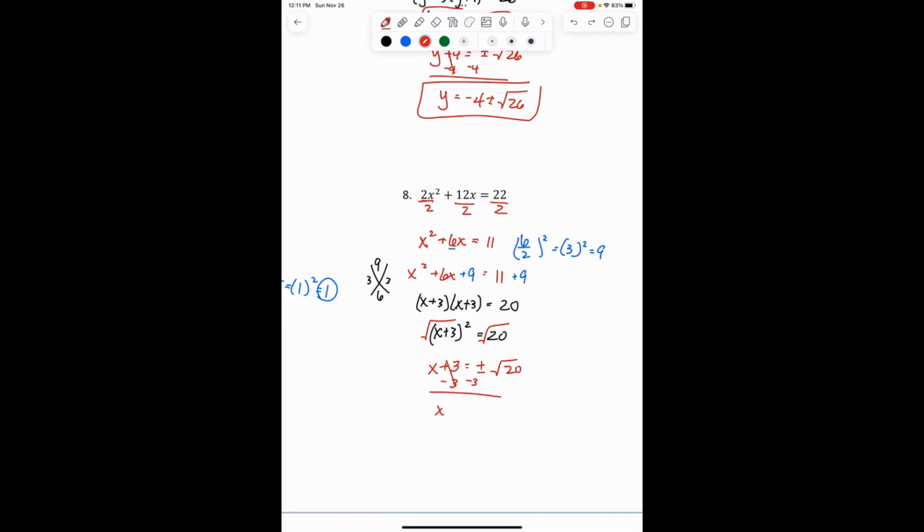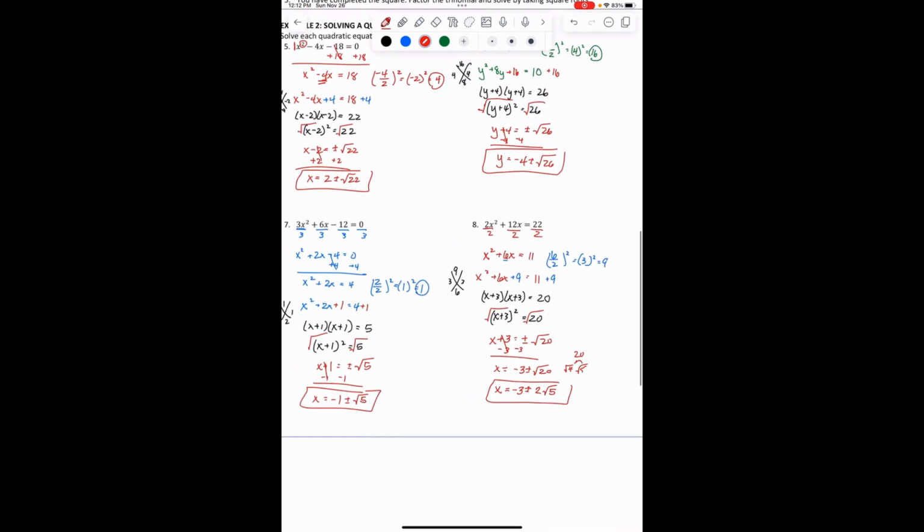X equals negative 3 plus or minus the square root of 20. And we just check. We can simplify the square root of 20. 20 is 4 times 5. So we could say this is negative 3 plus or minus square root of 4 is 2. And then square root of 5. So negative 3 plus or minus 2 square root of 5 would be our two answers there. Okay?